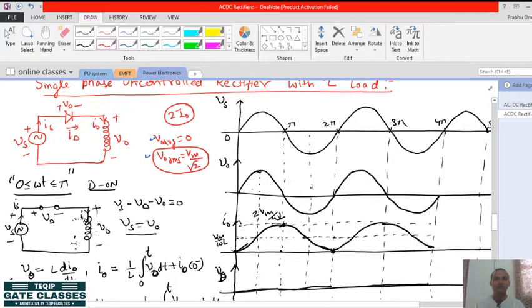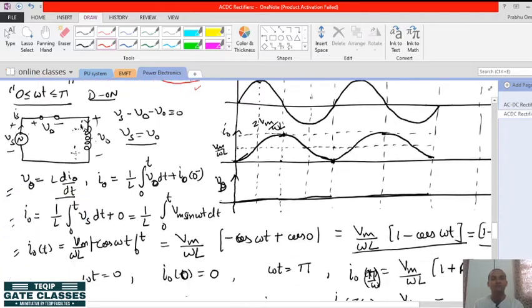Here the answer is very simple. The output voltage is similar to the input voltage, and we know that for a sine wave the RMS value comes out to be Vm by root 2. That's why its value is Vm by root 2, and we know that for a sine wave the average value is 0. Since the output is also a sine wave, the average value is also 0.